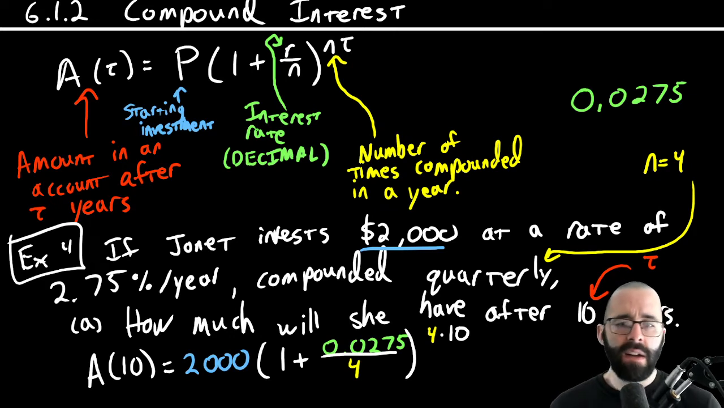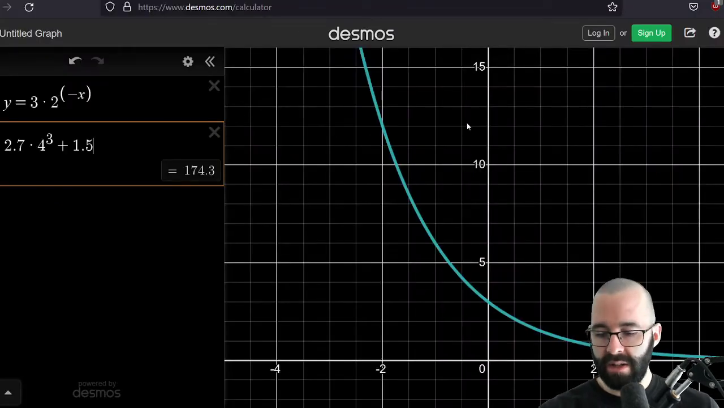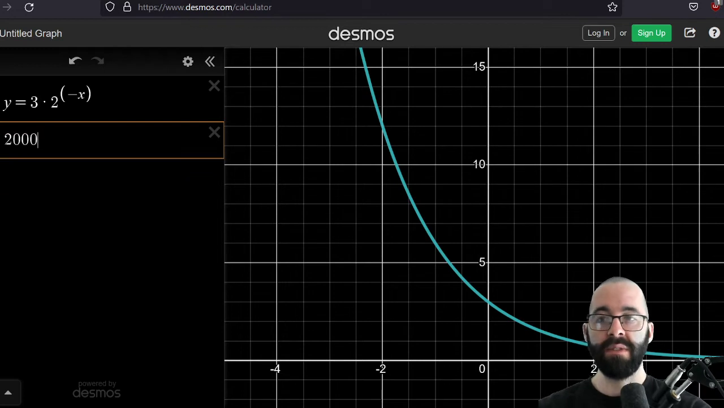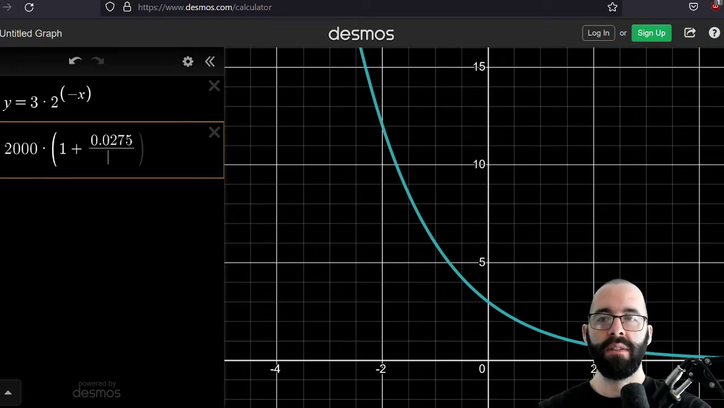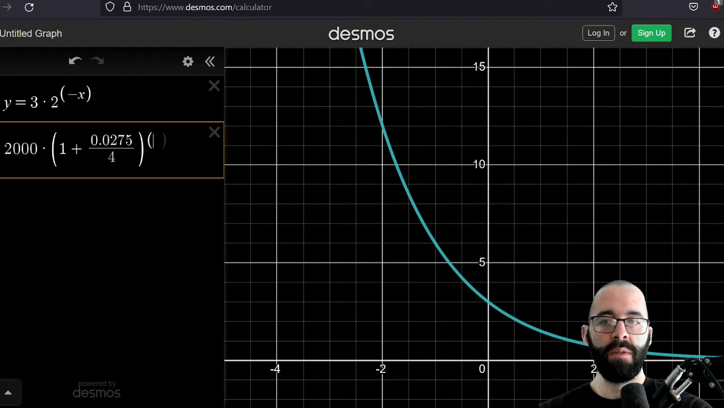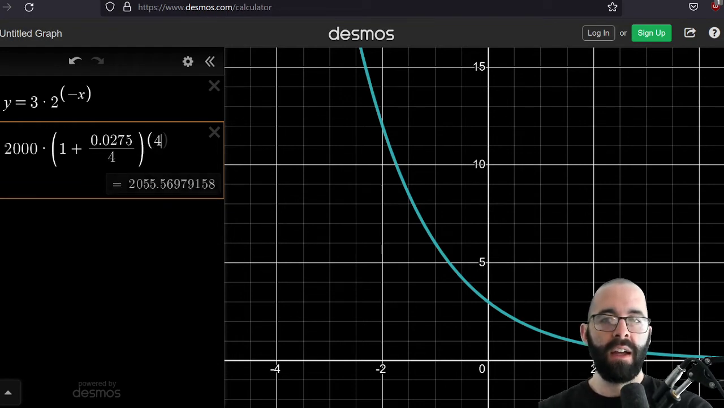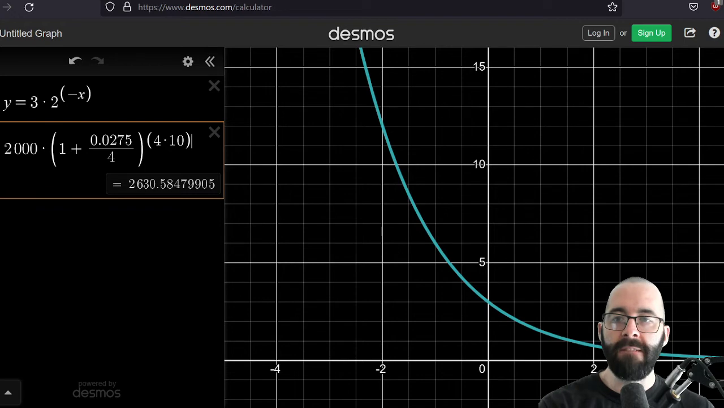Now you can simplify this formula, or you can directly type this into Desmos. What is that going to look like? It's going to look like 2,000 times 1 plus R, which is 0.0275 divided by n. Press tab to get out of the denominator. Finish your fraction. Exponent. Parentheses and exponents are a good idea. N times t, like so. $2,630.58.